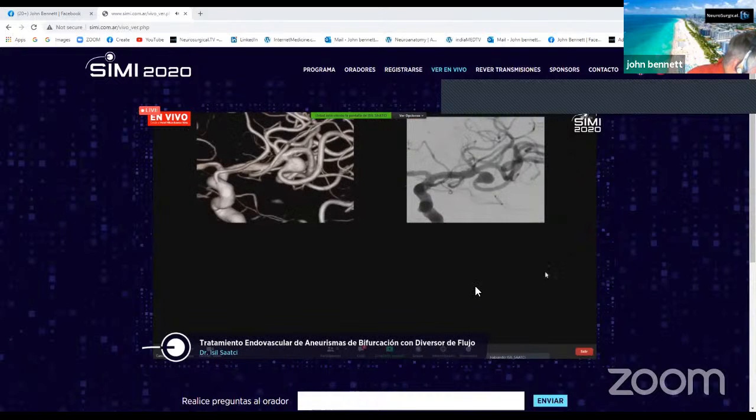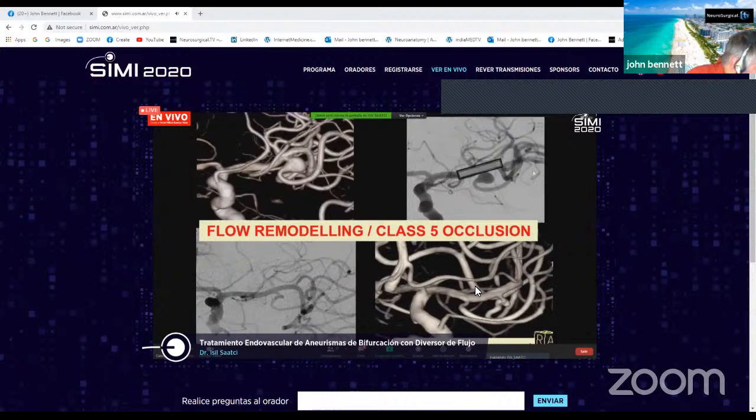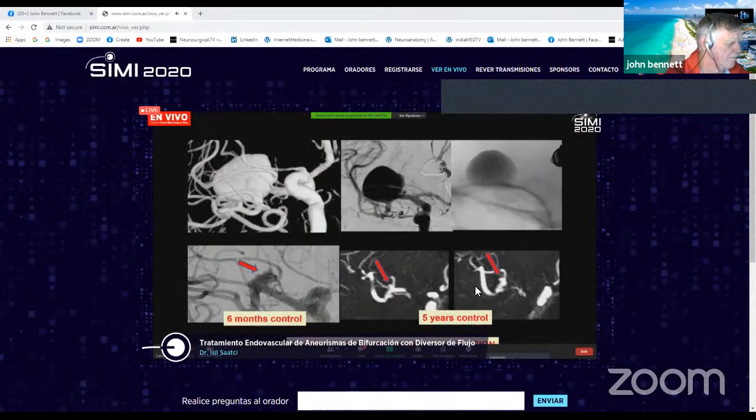Another example, flow diverter was placed. Very nice reconstruction. Are we going to call this part a remnant? Actually, no. 5 years CTA, stable result, nice healing reaction. Another example, a challenging aneurysm to treat with endovascular, but flow diverter created a very nice result.